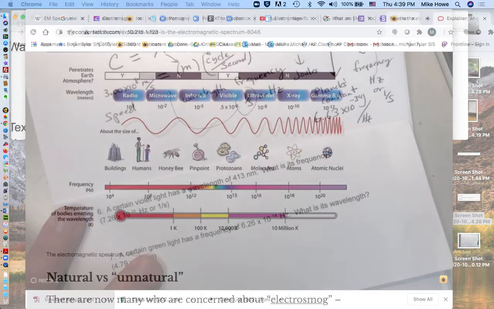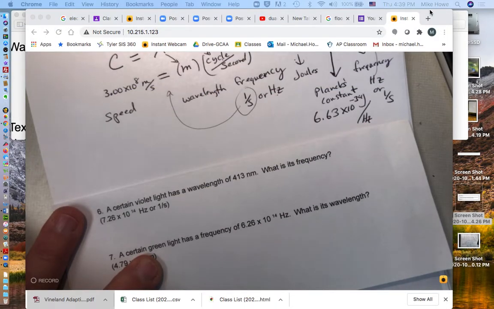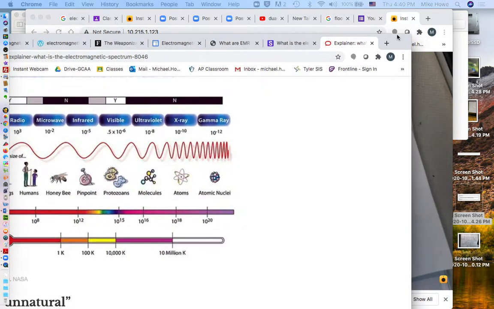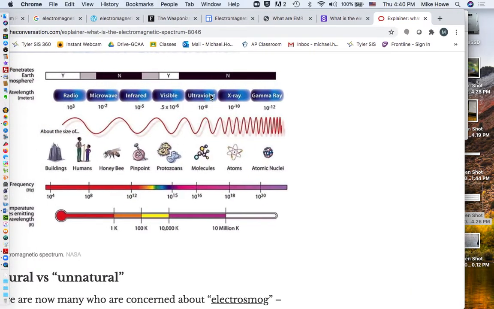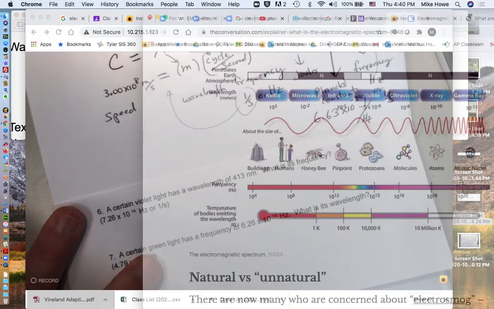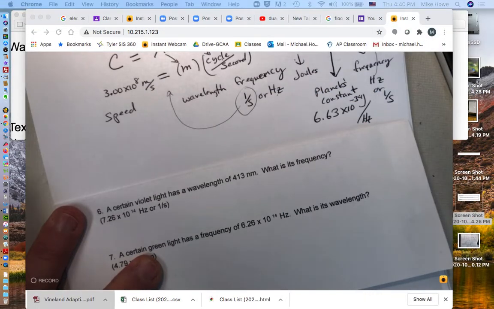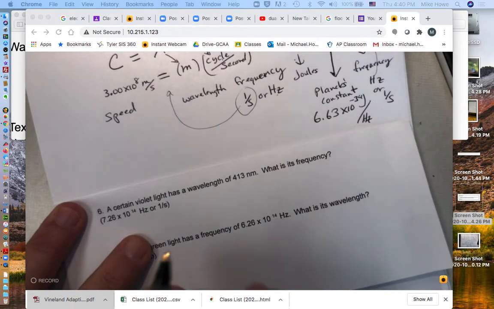Now you might notice also that when we get up into the higher frequencies, light gets a little bit more dangerous. So when we get up past ultraviolet, these high frequency lights are harmful to us because they have more energy. So the higher the frequency, the more energy you have.